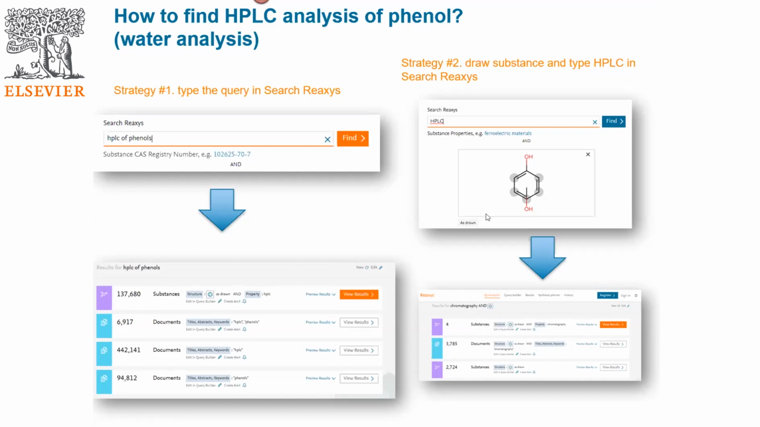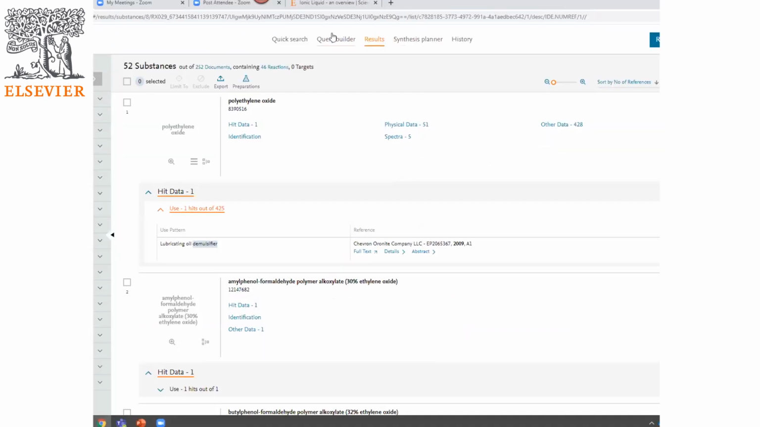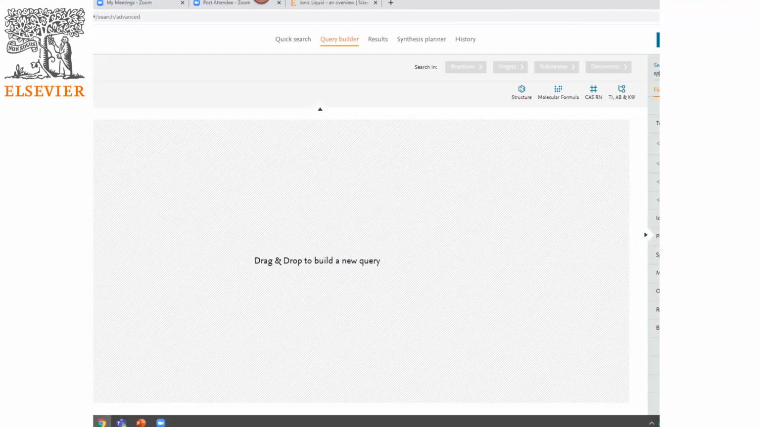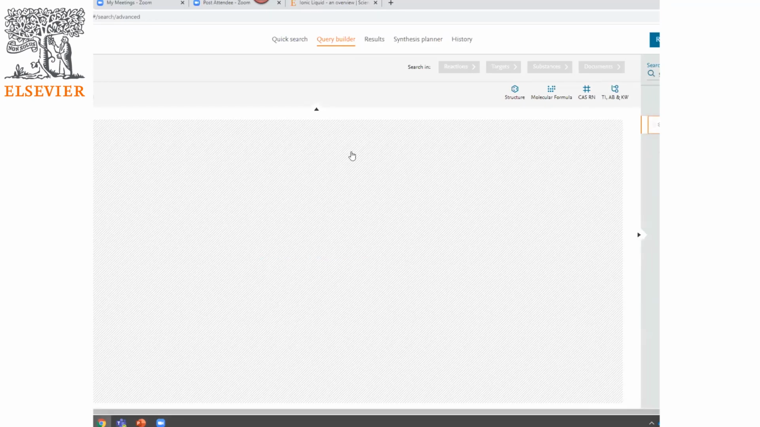And like the strategy number 3 is to use query builder, and this one is one of the most practical. I just want to show you the spectral data. Here it is different spectroscopy data or even chromatography data.